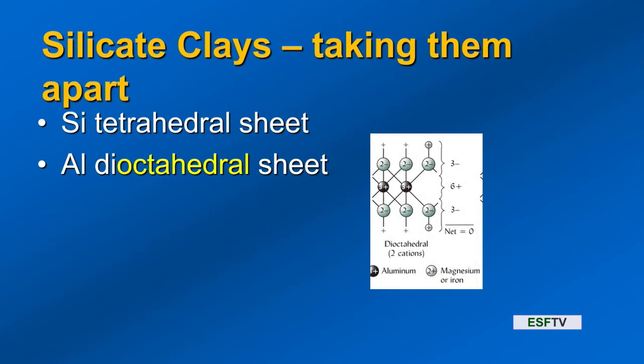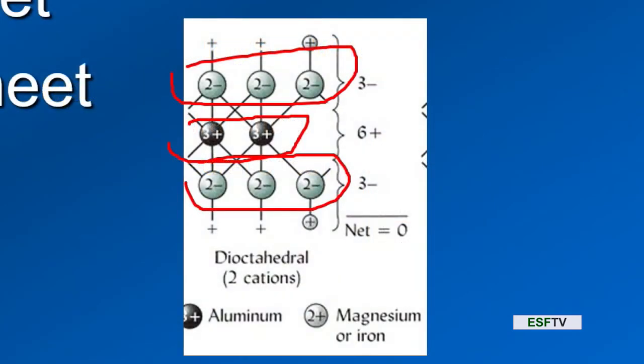Looking at this little piece of it, I have 2 aluminums. If I look at the valence, the charge of that is +6, and that's balanced by the charge on the hydroxyls, -6. 2, 4, 6. So the net charge here is 0. A dioctahedral sheet is dominated by aluminum. Dioctahedral, associate that with aluminum.